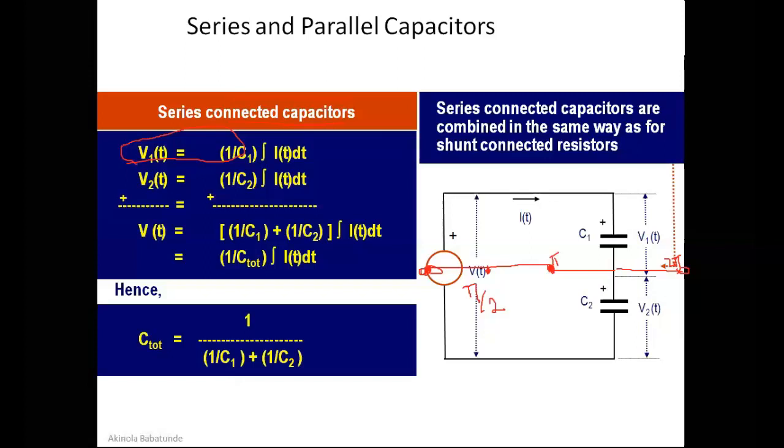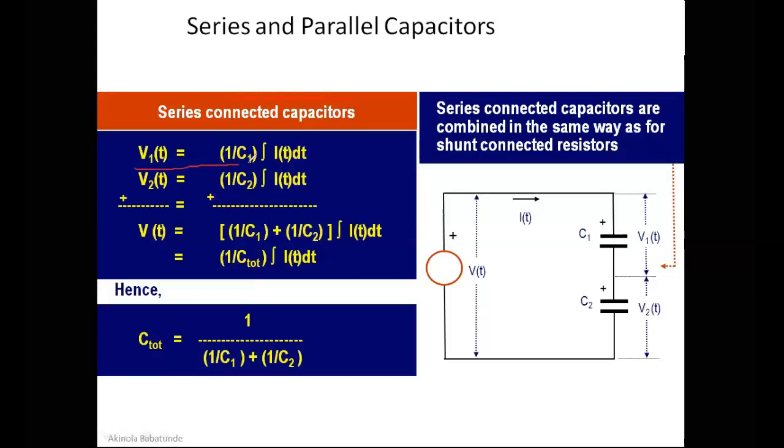Now we want to talk about series and parallel capacitors. When we were talking about resistors, you will remember that we talked about series resistors and parallel or shunt resistors. We will also talk about series capacitors and then parallel connected capacitors. There is a way to prove all of these, but I don't want to take you through the proof. You can just go through these.